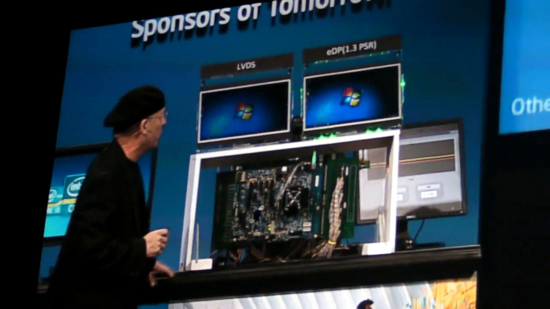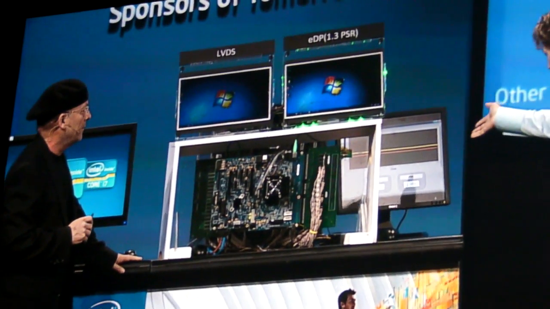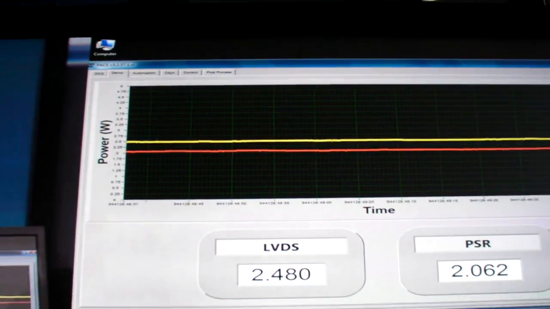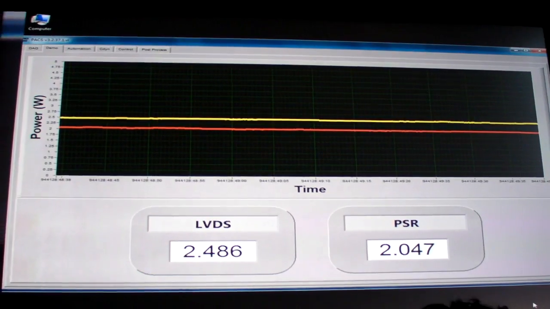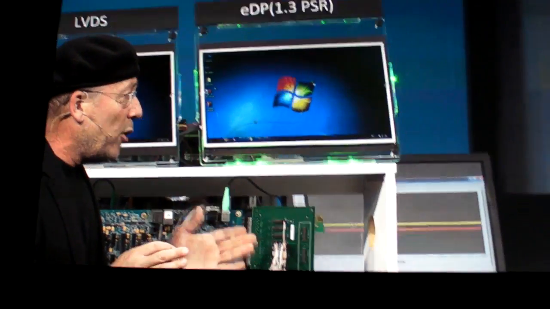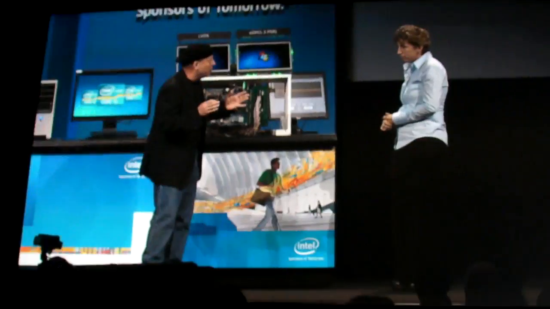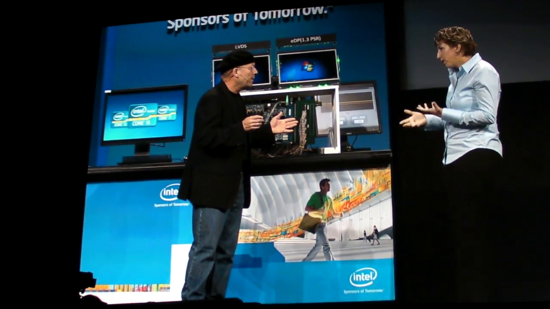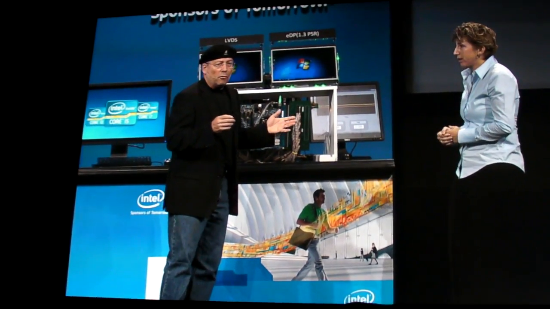Why don't you show us what you can do with it? Well, what I want to draw your attention to first is the power. The power savings that you get when you have the panel storing the image statically is going to be about 500 milliwatts between this LVDS system and the self-refresh panel. If we speak about an Ultrabook kind of notebook, how much time will that translate to? You're probably talking 45 minutes to maybe an hour, depending on the exact power.